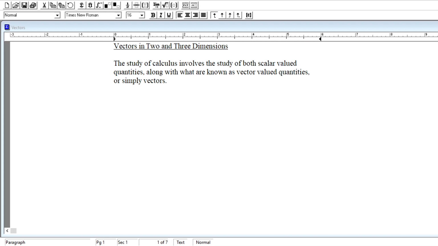But calculus also involves quantities known as vector valued quantities, or simply just the idea of a vector, right? And a vector is a numerical value, just like any other real number that you might understand along the number line as being a numerical value. A vector is also thought of as a numerical value, but it's a numerical value that goes a little further than what we understand as a scalar value. All right? What do I mean by all that?